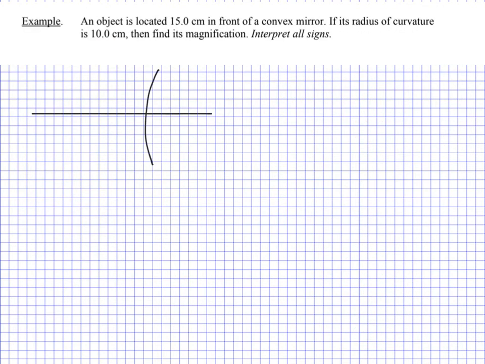Okay, second example here, we have an object being located 15 centimeters in front of a convex mirror. So previously we had the concave mirror going on. This time it's convex. So this is what it looks like. We're looking at the light rays coming in from this side and diverging up this way, but we're calling this a convex mirror. We're given the radius of curvature, and then we're asked to find its magnification.